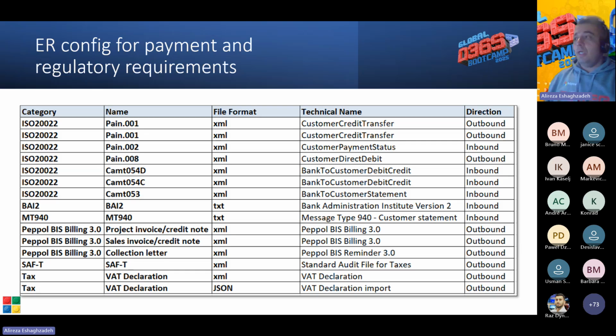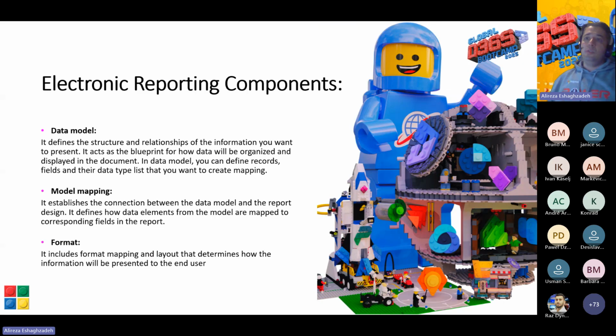So basically, if you search for electronic reporting in Google, or just open Microsoft Learn, which is a great repository and library to search for the core concepts in Microsoft Finance and Operations, you will find that there are three main components in electronic reporting. First of all, it starts from the data model, where you define the structure, the relationships, and the fields of the records or record list that you want to export or import data to or from.